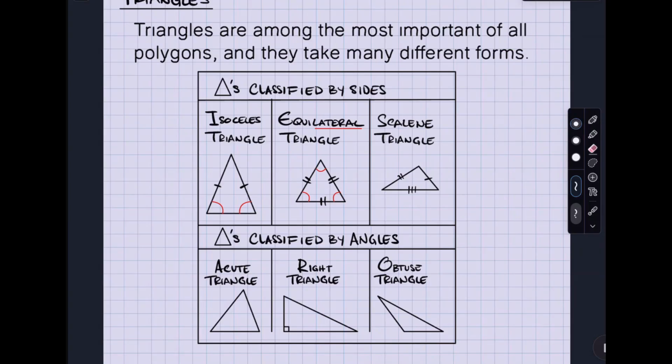Now, do you see combination of those words? Yes. You could have an obtuse isosceles triangle. Isosceles right triangle, right? So you could have those combination of words that's describing what the sides are and the angles are. Now, don't get it mistaken.